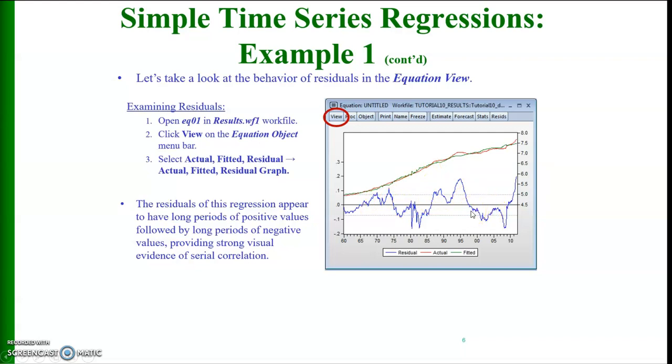So the residuals of this regression appear to have long periods of positive values followed by long periods of negative values, and this provides a very strong evidence about serial correlation. So this means that this model suffers from serial correlation. The error terms are serially correlated.